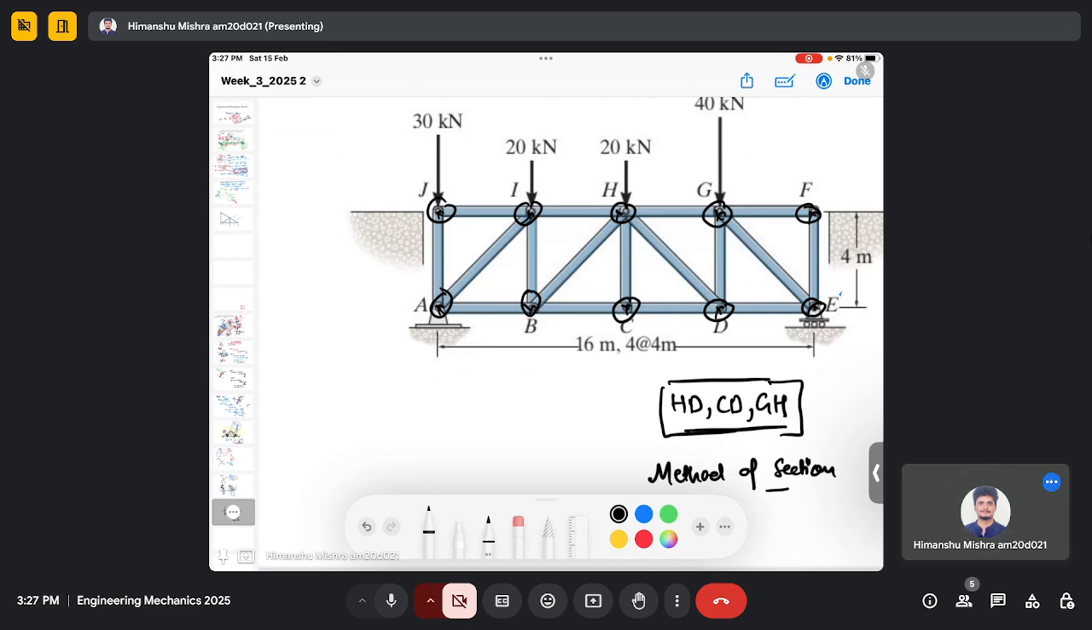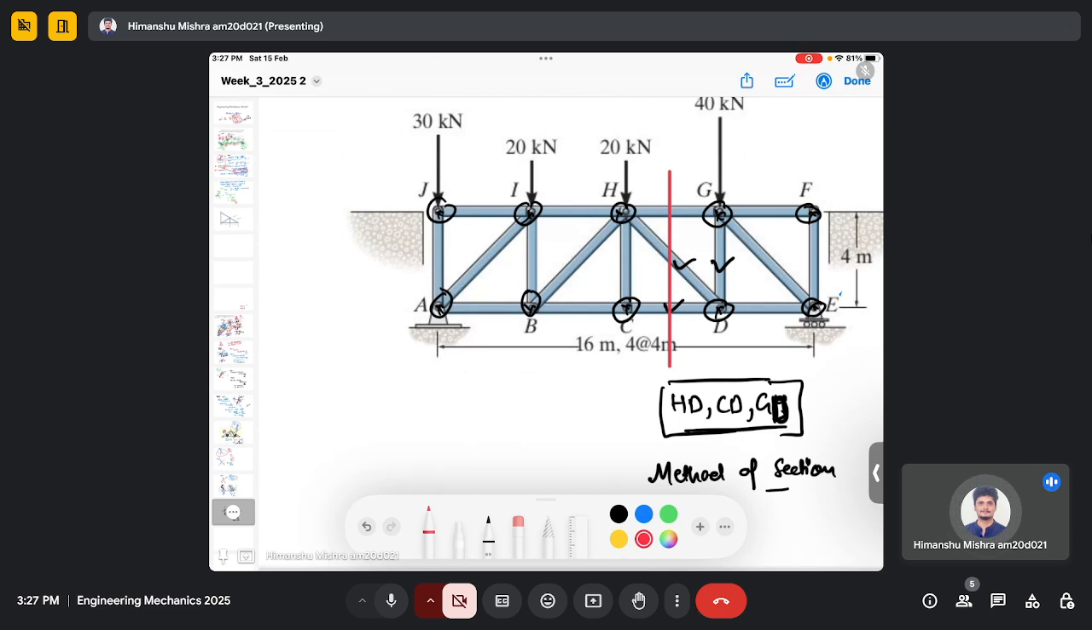into a half. So let's say, here we need to determine the force in this member HD, CD, or this GH. No, it's a GD actually. Let's say it's a GD here. So we can actually cut the truss into a half like this, such that this line actually passes through at most 3 members. So this is the way you cut the truss.